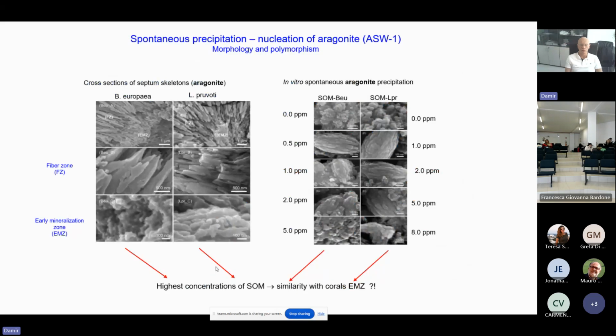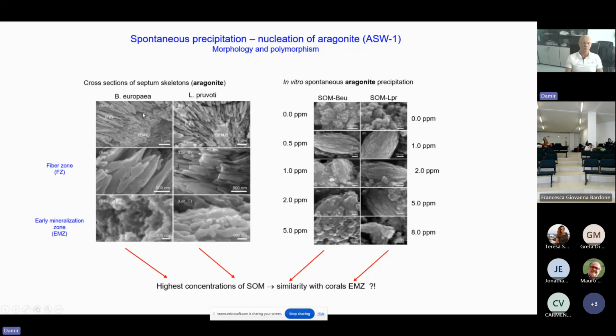And here is the result of our morphological examination in a spontaneous precipitation system, a system in which we compare the nucleation of aragonite with the morphology of aragonite found in corals. So you can see this figure showing the cross section of the septum of the skeletons of Balanophyllia europaea and Leptosammia pruvoti.